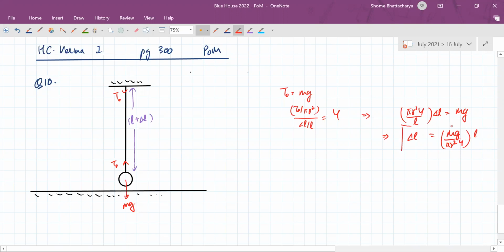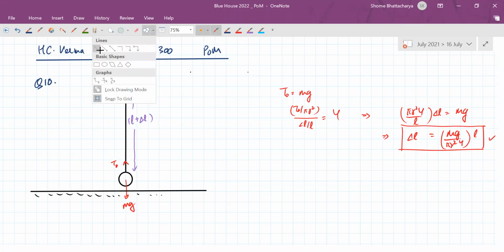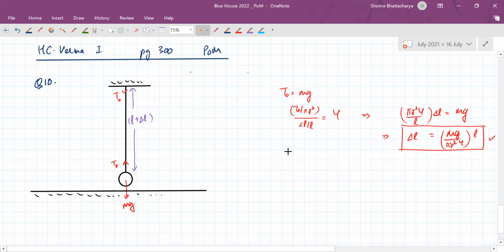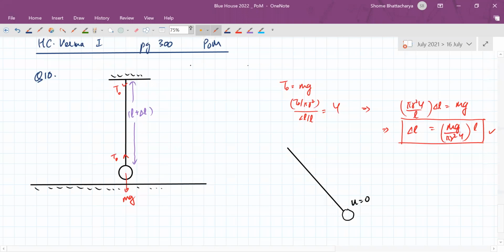This is your delta. Now, when you swing this like a pendulum, you bring it to this position theta and release it from here. By the time it comes to the vertical position, it has got speed.